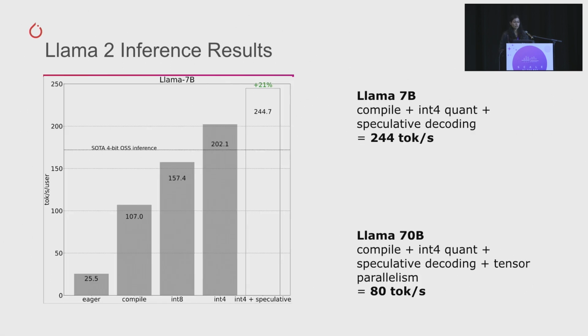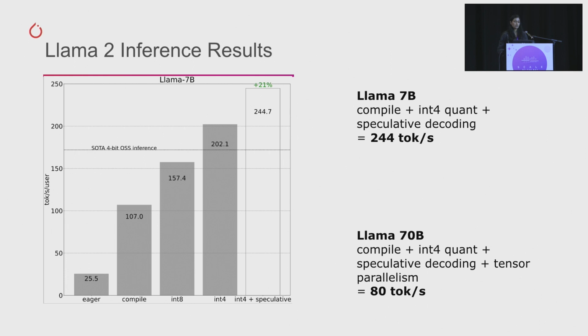We also applied some other techniques on Llama 2, including speculative decoding and tensor parallelism. By applying these, you can see that the final bar here goes up to close to 244 tokens per second on the Llama 2 7B model. We believe that this is the current state-of-the-art performance for Llama 2 on GPUs.